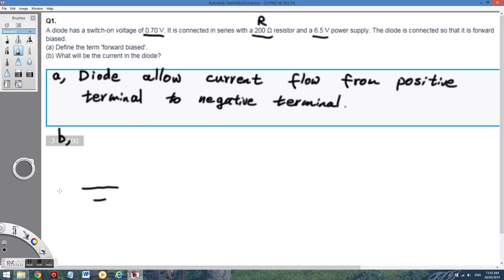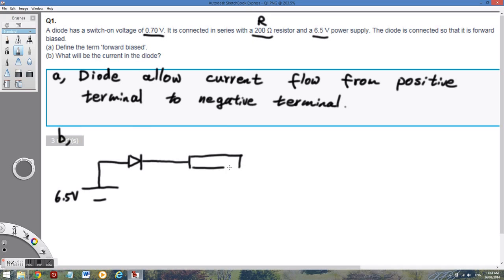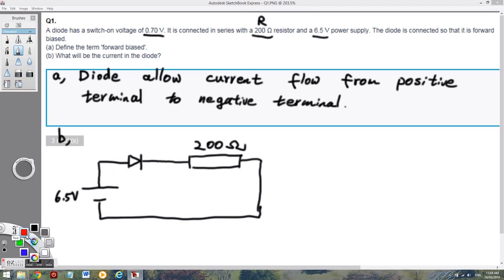6.5 volt. Now it's forward biased, so the diode is going to be in this direction, because it's forward biased. It's connected in series with a 200 ohm resistor. Then that's it. Now we need to find the current.